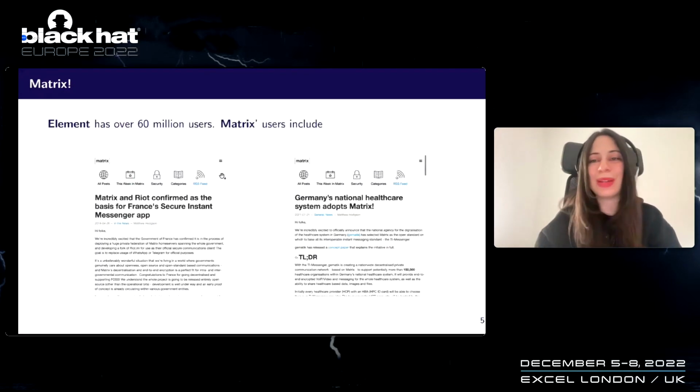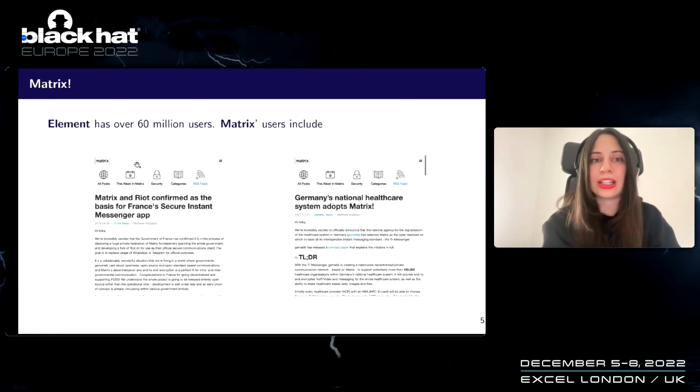So why would we look at Matrix in our research? First, because it is widely used. As it is listed on the slide, Element has over 60 million users, and some of the users of Matrix include, for example, the French government with an instant messaging application called Tchap, and also the German healthcare system, which has adopted Matrix. So as you can see from these slides, Matrix is widely used.